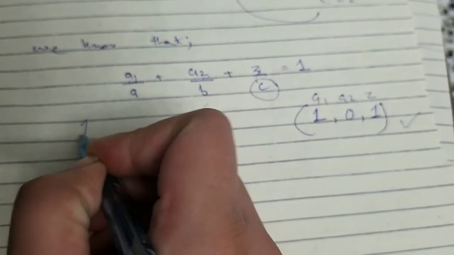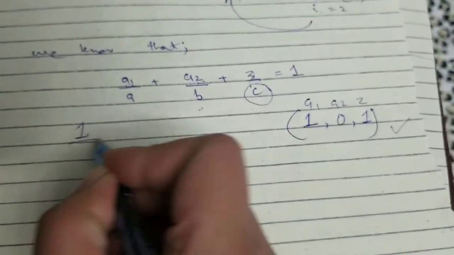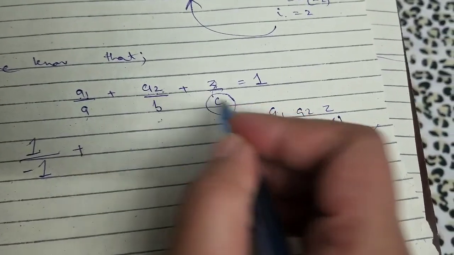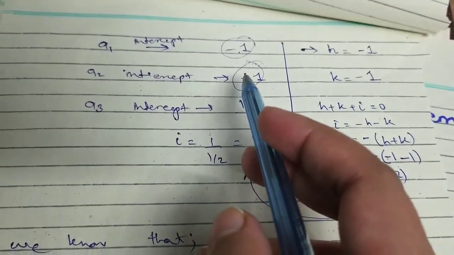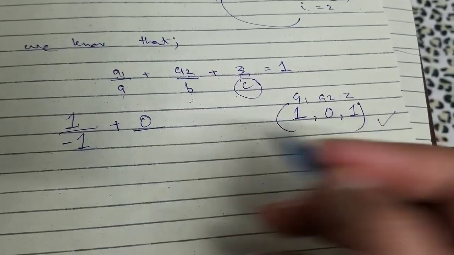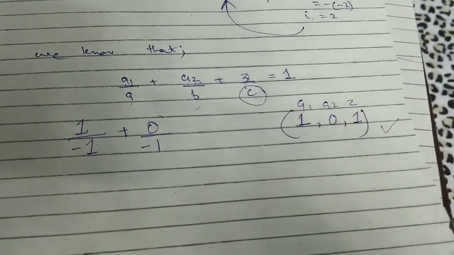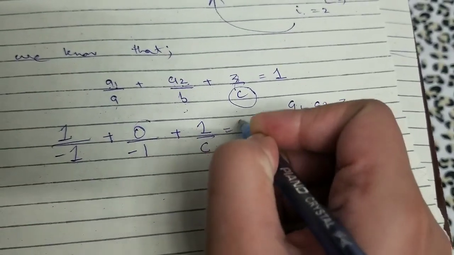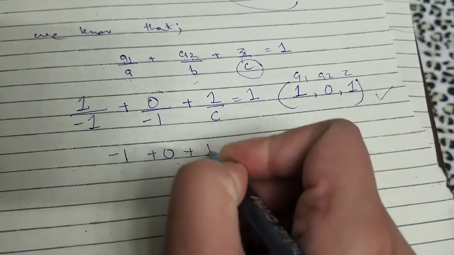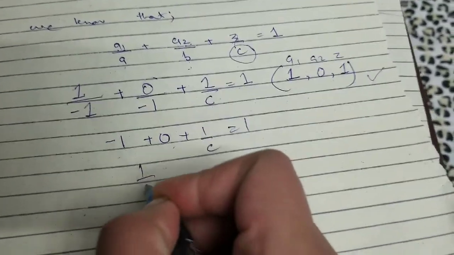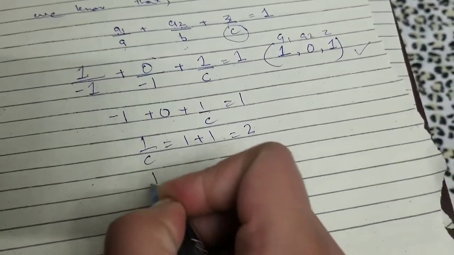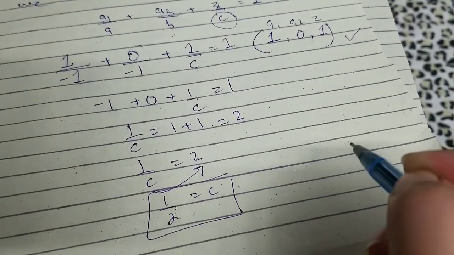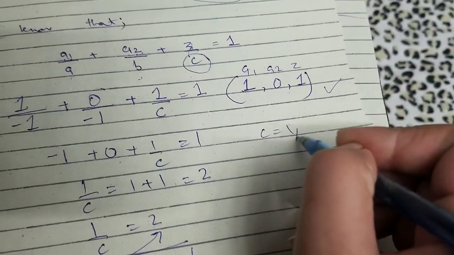So let me put these values here. In place of a1 I'll put 1. In place of a we'll put the a1 intercept that we got as -1. Similarly for a2 we'll put 0, and for b we have -1 here. But it's not necessary to put the value of b here, because the 0 in the numerator will make this whole quantity equal to 0. Z is 1 and c needs to be determined. This will become -1 plus 0 plus 1 over c equals 1. -1 gets to the other side of the equation, and we have 1 plus 1, which is 2. 1 over c is equal to 2, which means c equals 1 over 2. So the z intercept came out to be half.